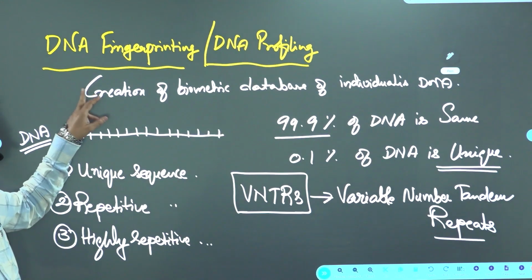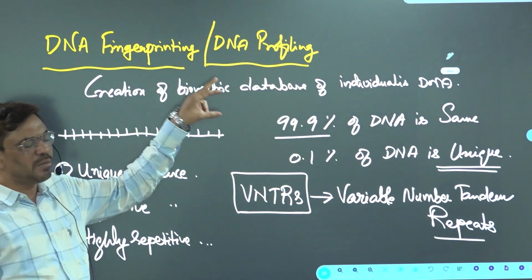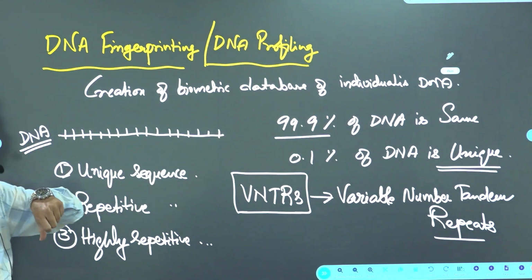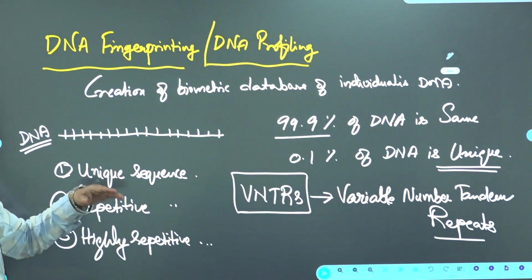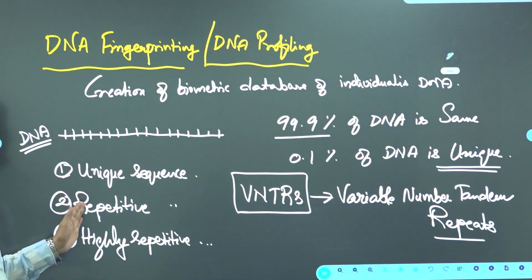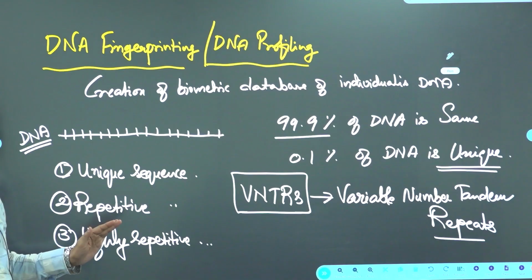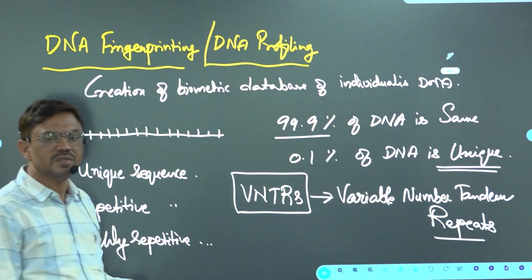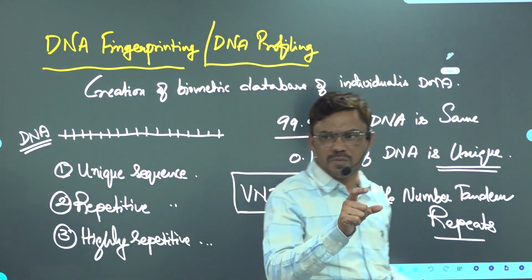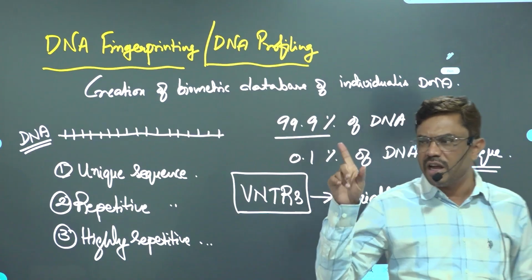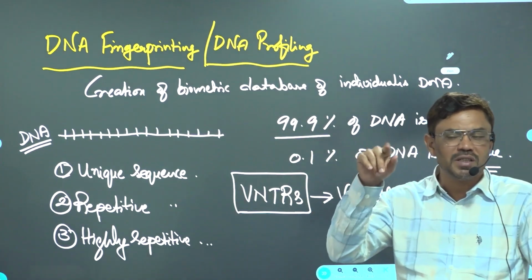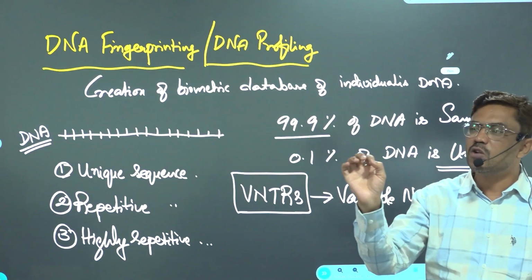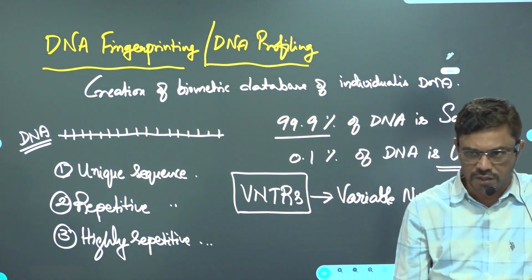So, what is DNA fingerprinting? Creation of a biometric database of individuals' DNA. Here, if you observe the DNA sequences, the sequences vary. They may be unique sequences, repetitive sequences, highly repetitive sequences. Unique sequences means they are unique to that particular person only. 99.9% of the DNA of human beings may be the same, but 0.1% DNA is different. That makes the unique characteristic features of that particular person.